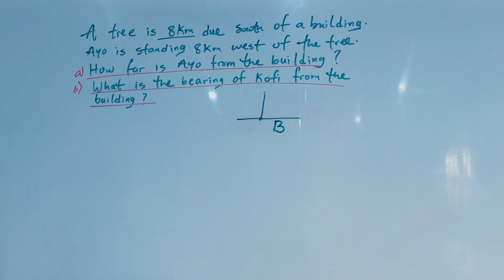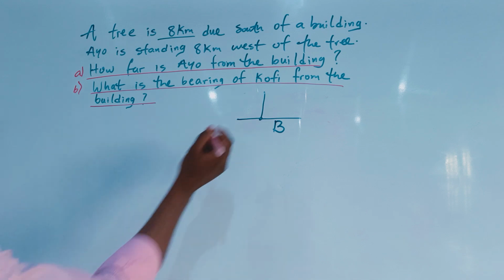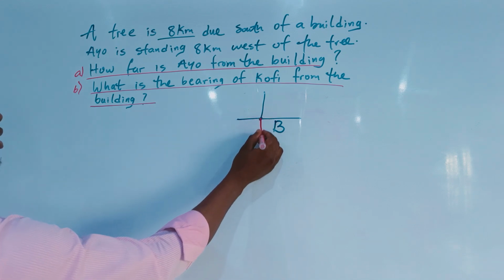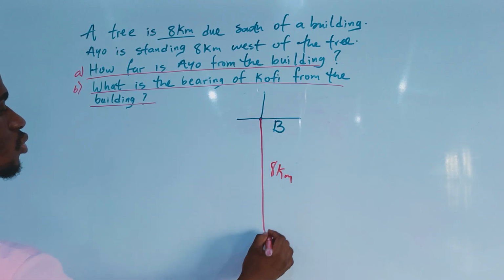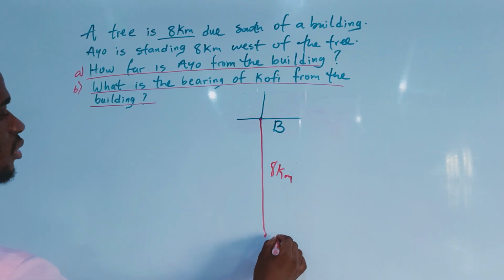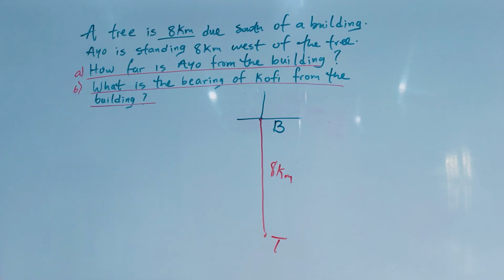So recall that a tree is due south. So let's come 8 kilometers due south, 8 kilometers to this point of the tree. So the tree is over here. Ayo is standing 8 kilometers west of the tree. So let's come 8 kilometers over here. 8 kilometers. Ayo is at this point. Okay. And of course, every point has a north pole.